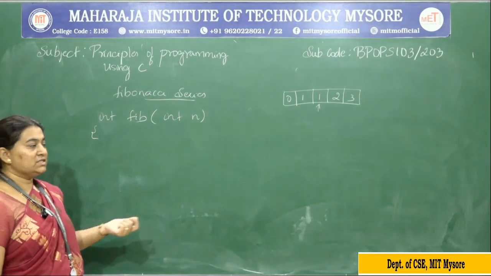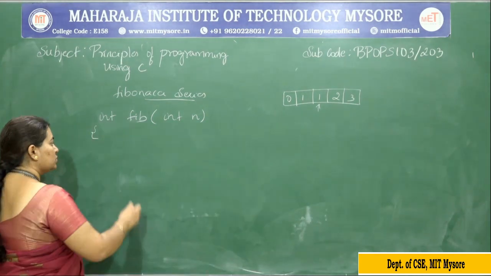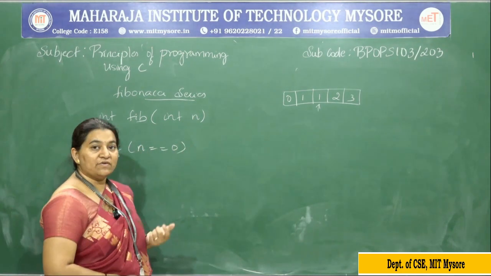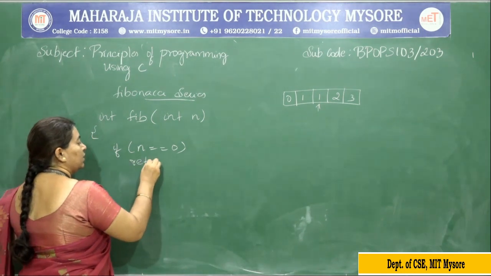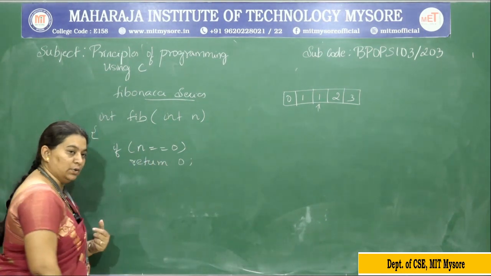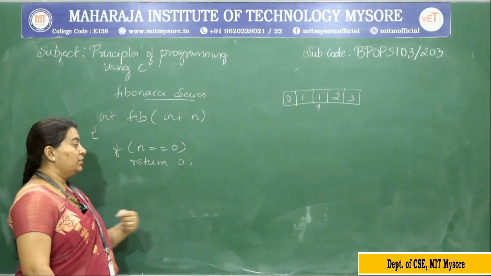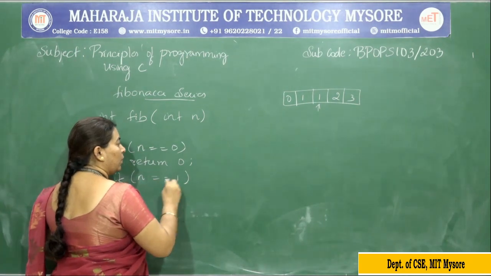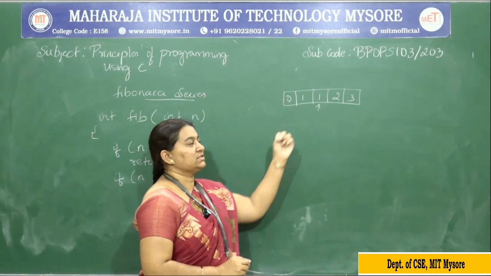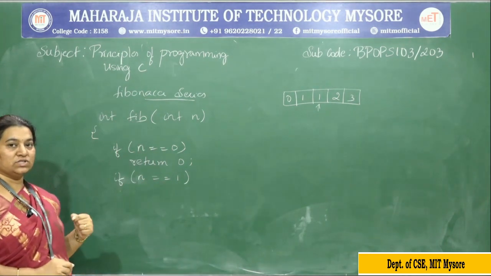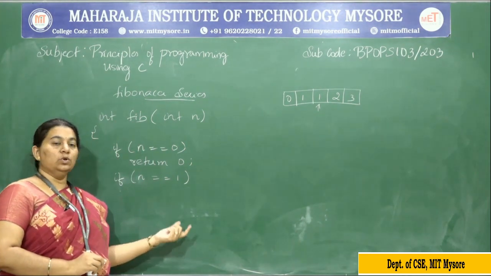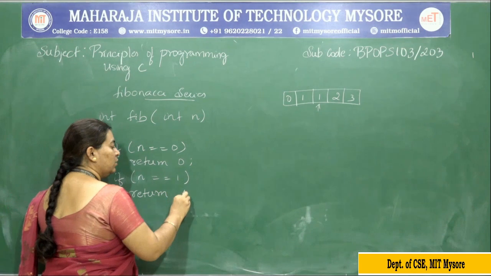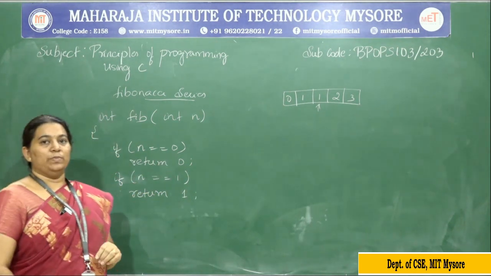So what is my base case? If my n is equal to 0, I have to return 0. Fine. Next, if my n is equal to 1. I said I have two base cases, right? One is when n is equal to 0. Next, when n is equal to 1, I have to return 1. So these are my two base cases.